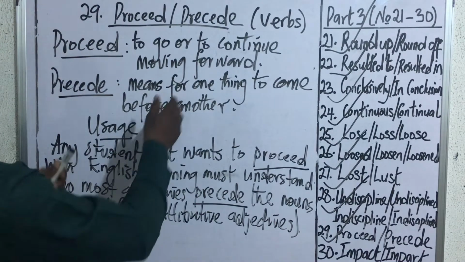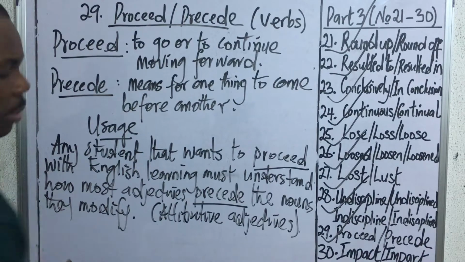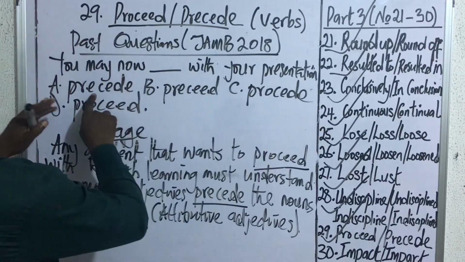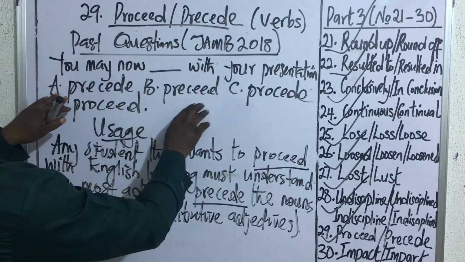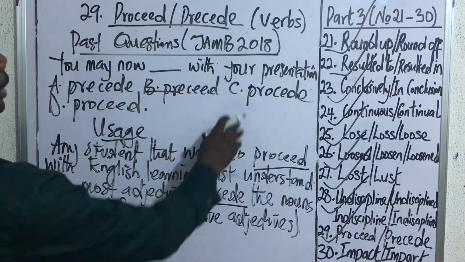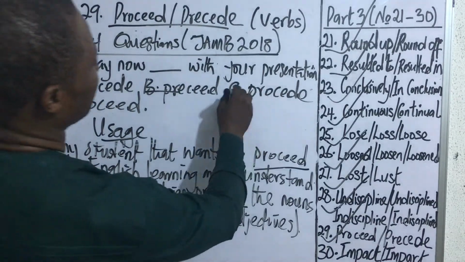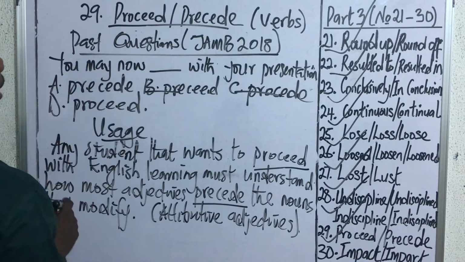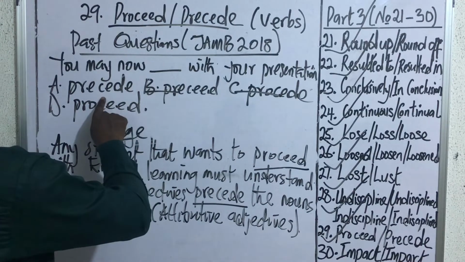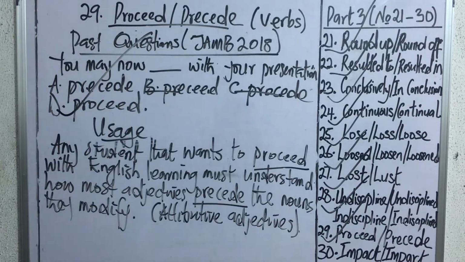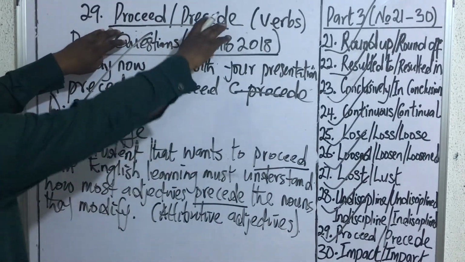So this is how to use proceed and precede in expressions. Now let's look at their occurrence in past questions. 2018. You may now dash with your presentation. A. Precede. B. Precedes is a wrong spelling. There's no word like this in English. C. Proceeds. There's no word like this as well in English. Proceed and precede, so these are the two words that exist around this neighborhood. So I'm going to say you may now proceed with your presentation. D is the correct option. That is that about proceed and precede.